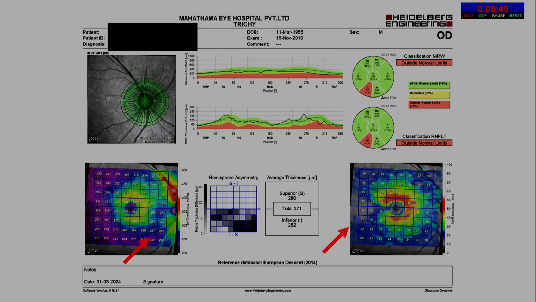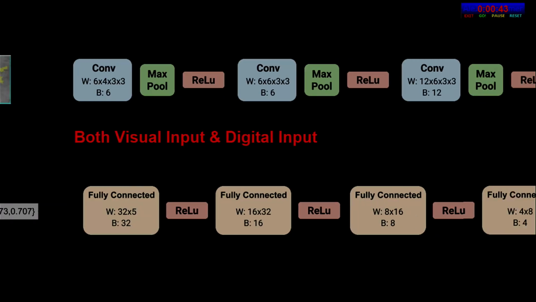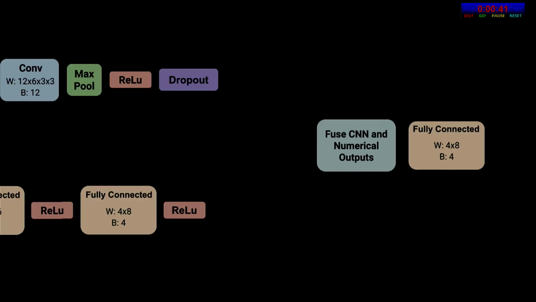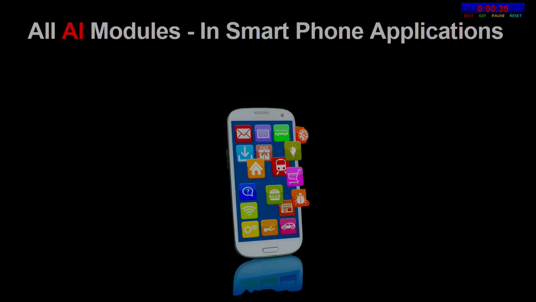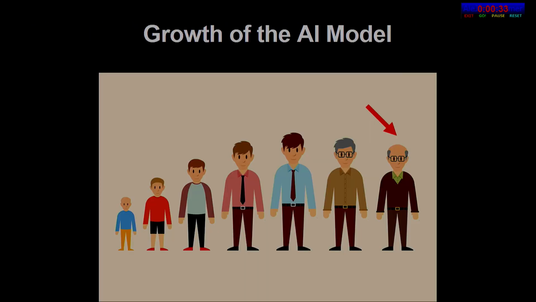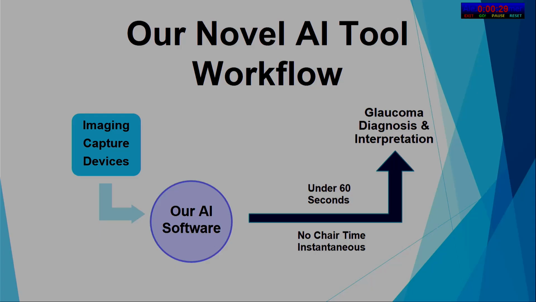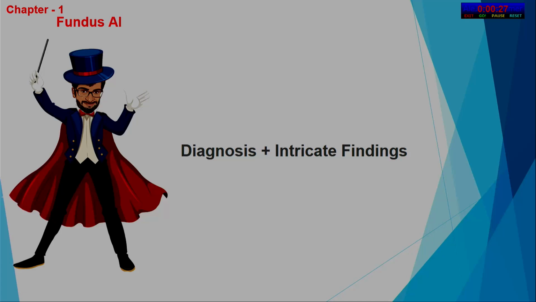Another thing is the bimodal AI, which we are incorporating for the OCT as well, and this is an algorithm that we have devised, where you will be able to grade the glaucoma. So my dear friends, it's a smartphone era that we are moving into, and the growth of the AI has to be similar to a baby, where we are using human intelligence, and this is within 60 seconds of chair time. Fundus AI gives you diagnosis and intricate findings.